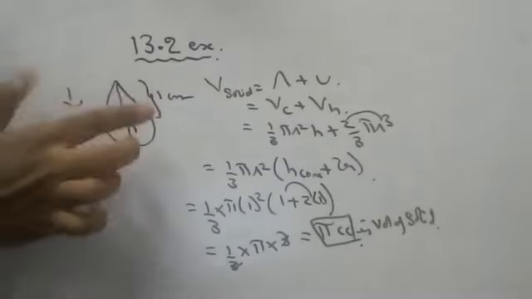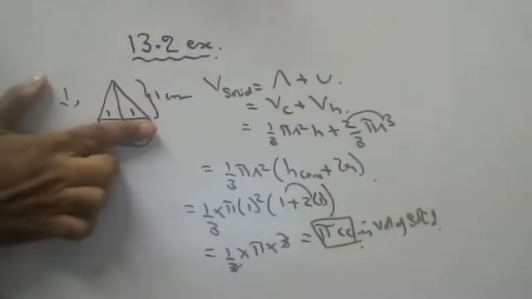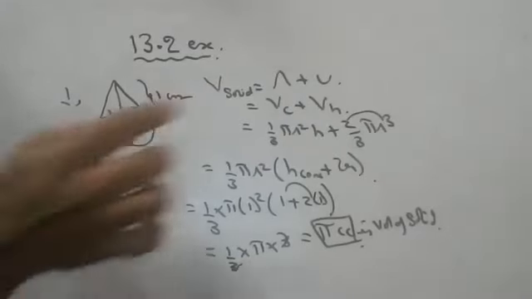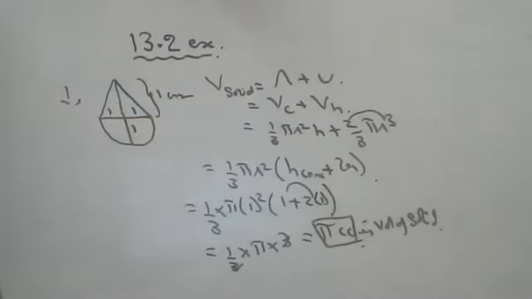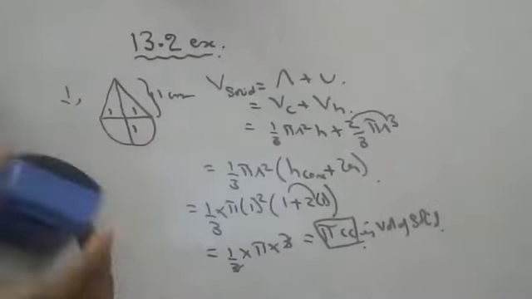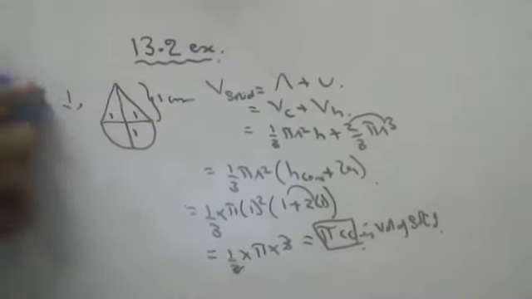Volume of the solid is equal to volume of cone plus volume of hemisphere. Like this we have to do. So you have to remember the formulas. As you keep on practicing the sums, you will understand and you will remember the formulas. Okay, next question.